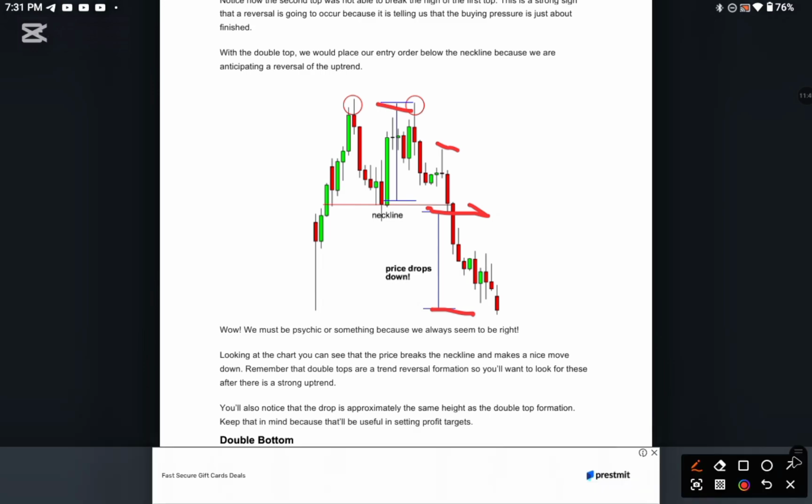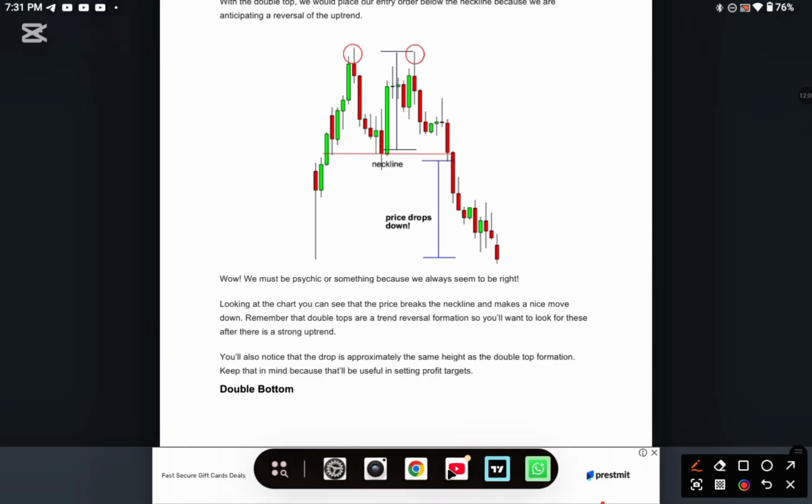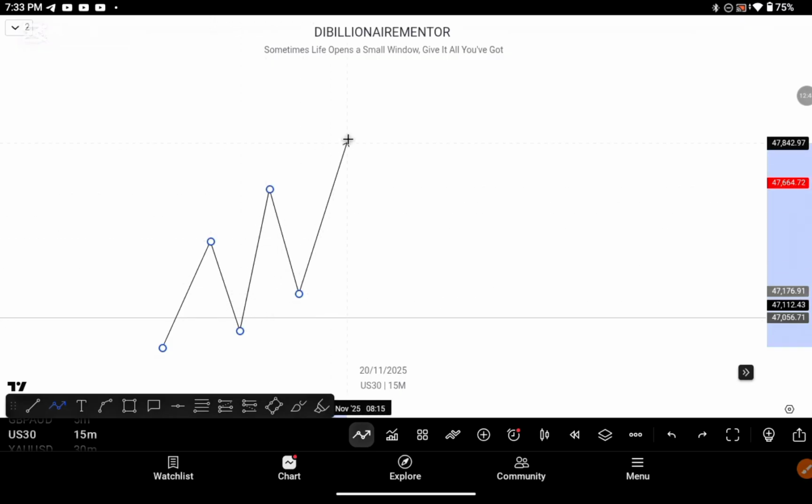Or you can do something like this. When we have something like, let me use a plain chart. Then go to my beloved TradingView. So basically speaking, we have something like this: you have your higher low, higher low, higher, you have your higher low.